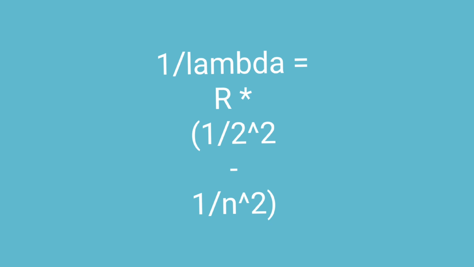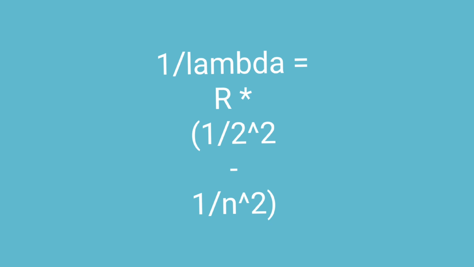The value of R is 1.097 into 10 to the power 7 meter raised to minus 1. This equation is also called Balmer formula. In this equation, take n is equal to 3. We obtain the wavelength of the H alpha line.